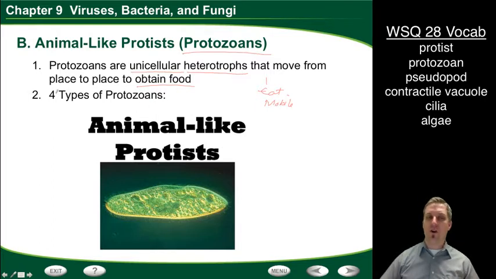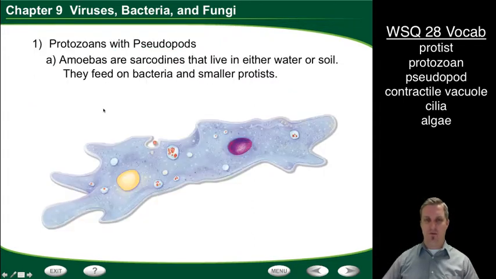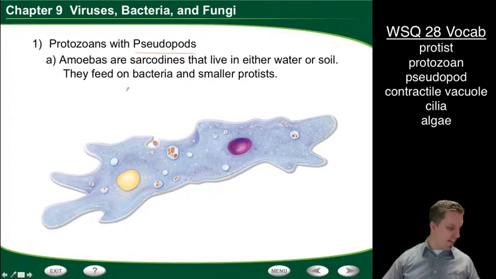There are four types of protozoans that we can discuss in greater detail, and we're going to look at each of those four types. The first type of protozoans that we're going to talk about are protozoans with pseudopods. This word right here is an important word. Amoebas are an example of animal-like protists that have pseudopods.